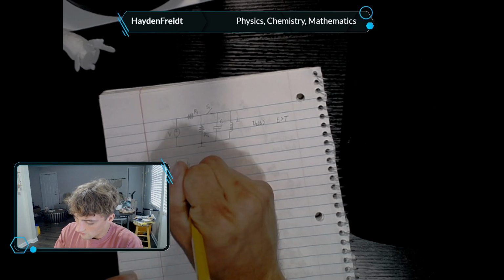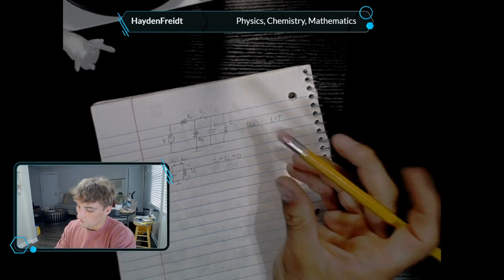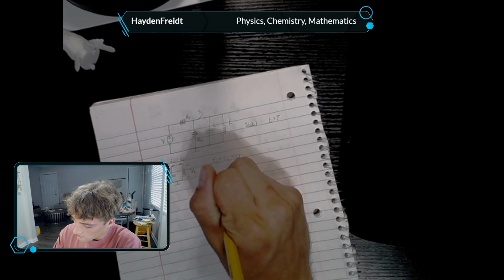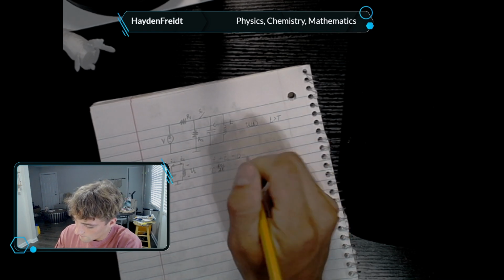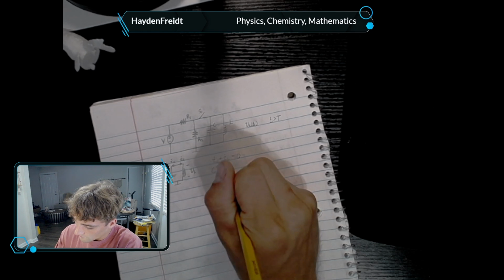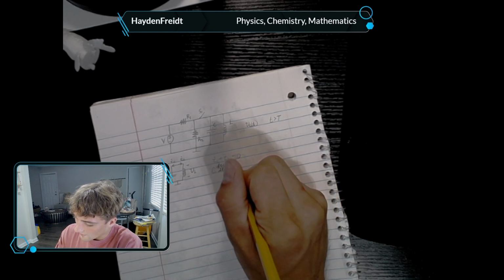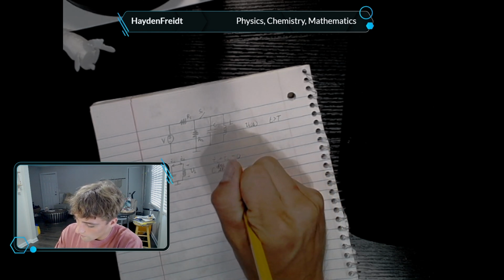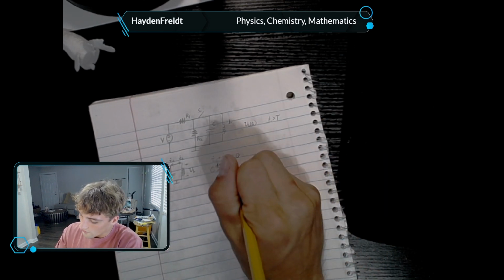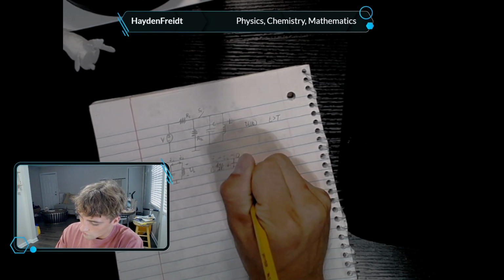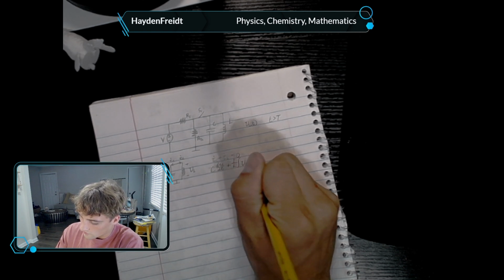All right, just like that. Ground for reference. We're looking for VC, so we're going to use this. So let's put the constitutive law, C times the derivative of VC with respect to time, plus IL. We can define IL by the integral, so it'd be 1 over L. This is the constitutive law for the inductor: 1 over L times the integral of the voltage across the inductor, which is also VC.